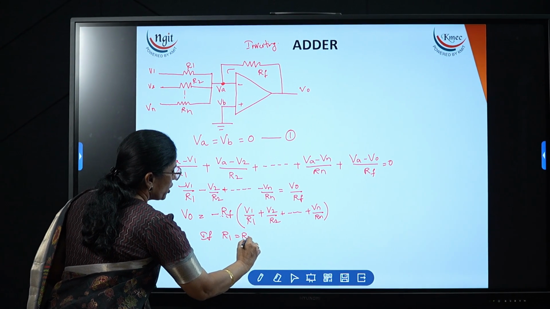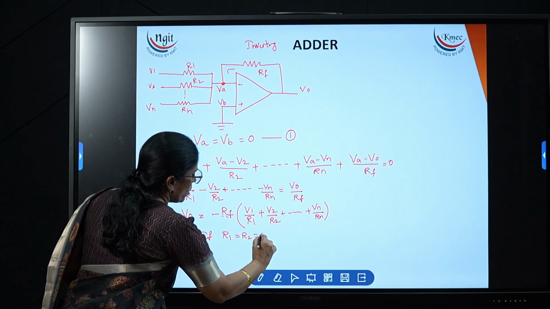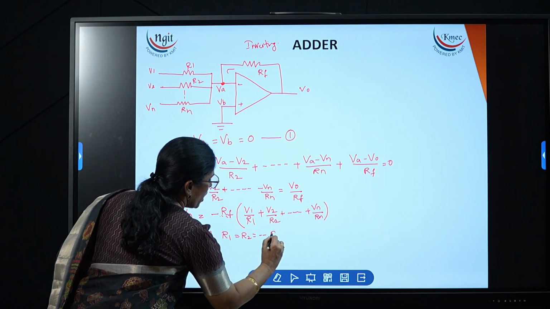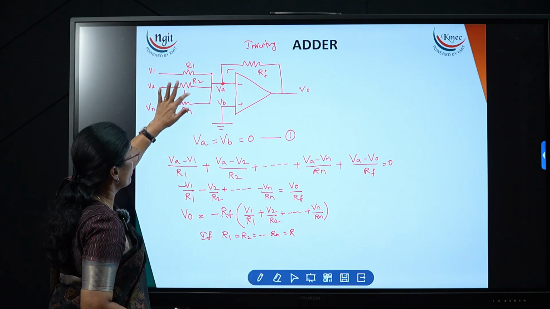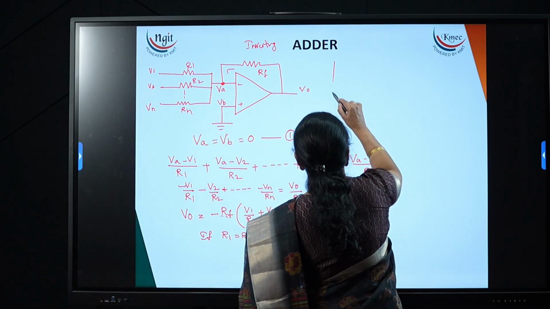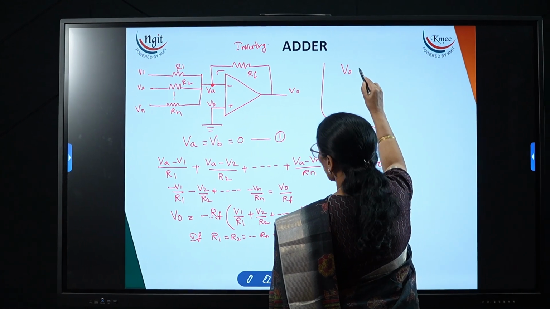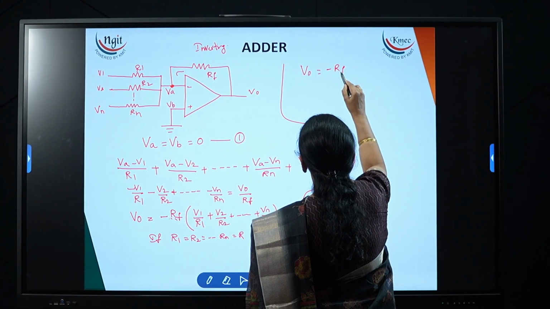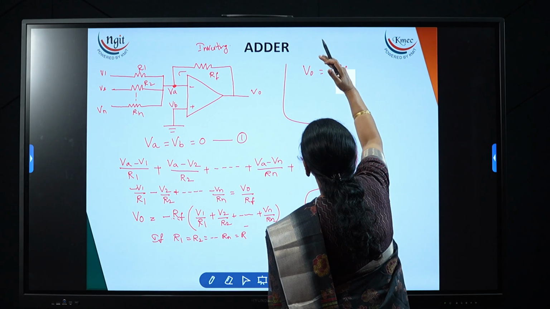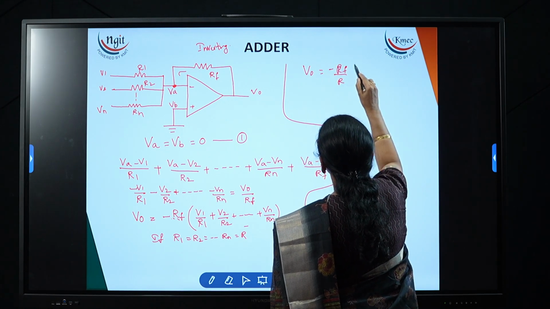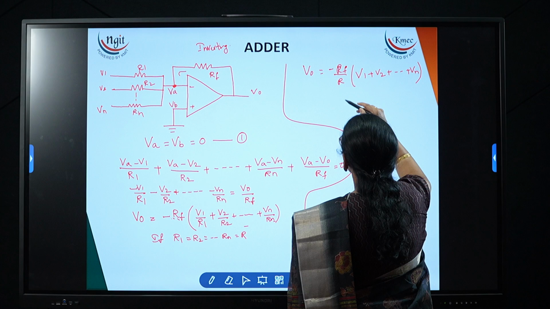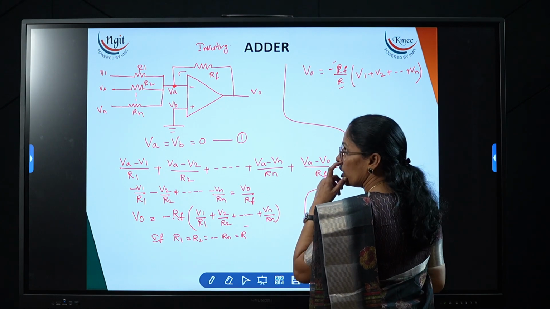Now if I take R1 equal to R2 equal to, and so on, Rn equal to R, if all the resistors are the same, then the expression can be rewritten as V0 is equal to minus Rf by R times (V1 plus V2 plus, and so on, Vn), because all the resistor values are the same and I am taking them out. So minus Rf by R is nothing but the gain of this amplifier.